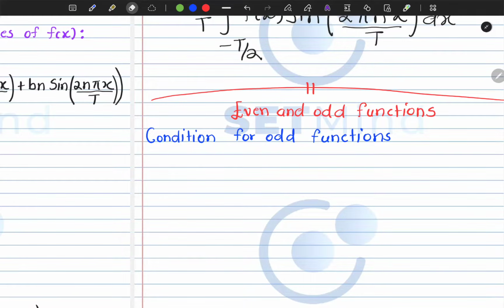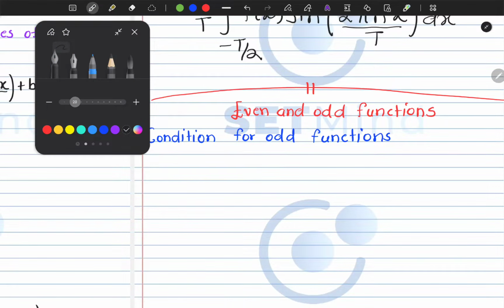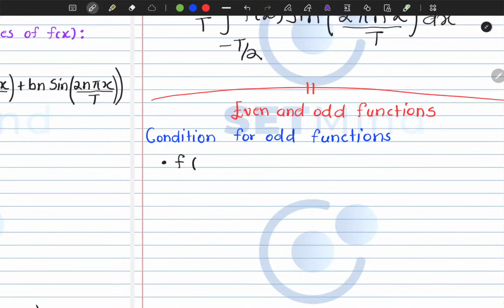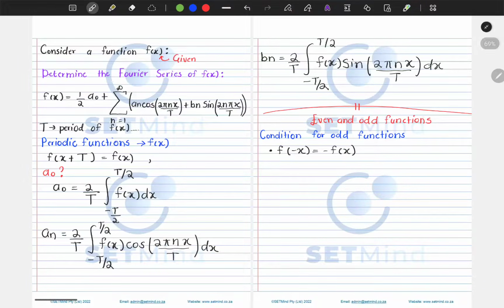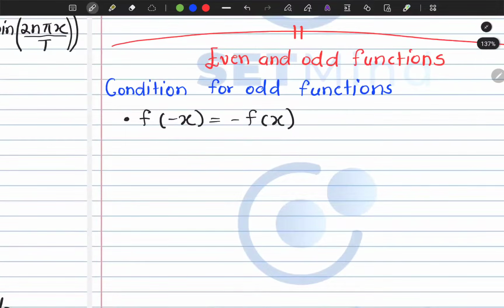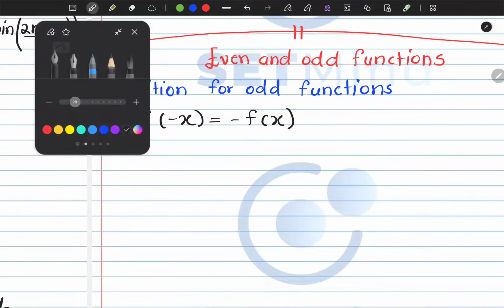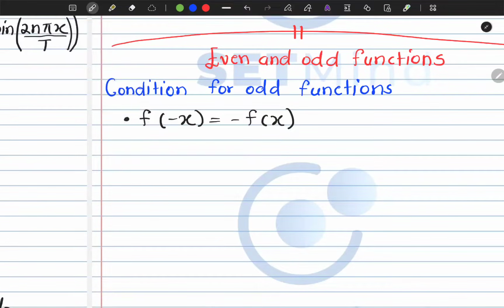The condition that we need to make sure is met for us to classify a function as an odd function is this condition here. f of minus x must always be the same as f of negative x. This condition here is very important. The reason we are learning about even and odd functions is that they will make our life easy when we start finding the Fourier series, and you will see how later. So an odd function needs to satisfy this equation. It must be met at all costs.